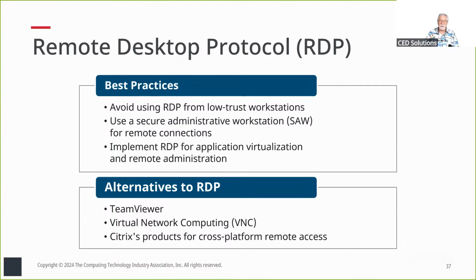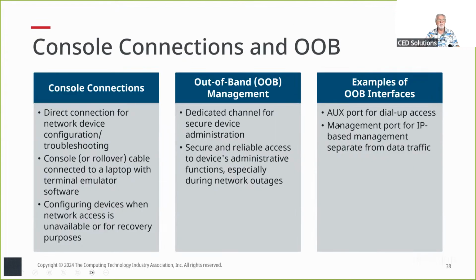There's virtual network client, or virtual network computing. It's a client-server kind of thing that we see set up in Linux and Unix type environments. And then Citrix has remote access products available, and it's pretty much for any kind of operating system environment that you can run out there. The out-of-band management (OOB) is something we have to worry about here as well.